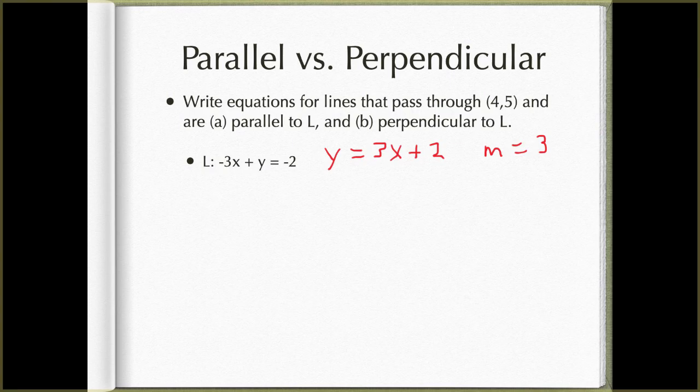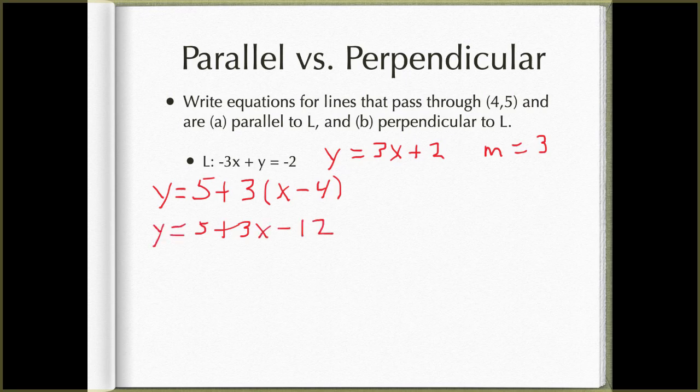If we want to write a parallel line, we have our slope of 3, and we have a point. So there's a couple of different ways to do this. I'm going to use point-slope form. So we have y equals our y value of 5 plus our slope 3 times x minus our x coordinate, 4. And then if I requested that you write this in slope-intercept form, you would get 5 plus 3x minus 12. And this becomes y equals 3x minus 7.